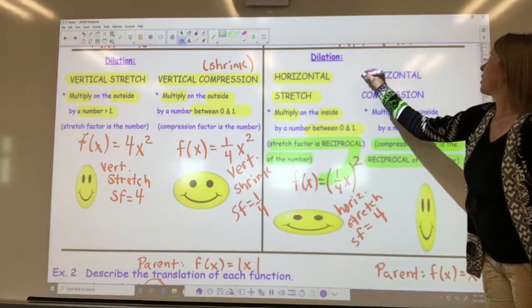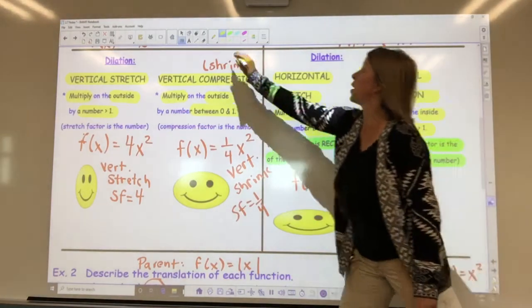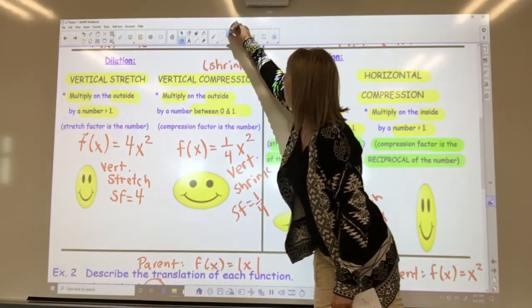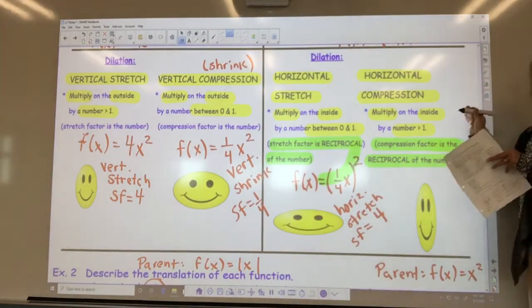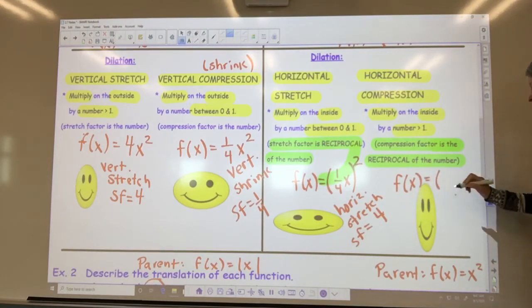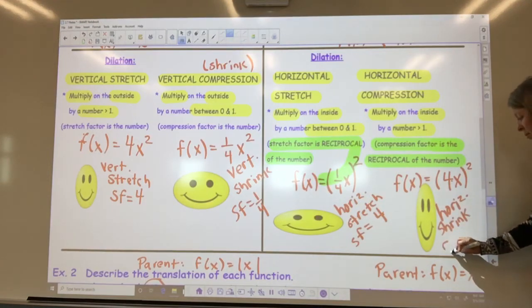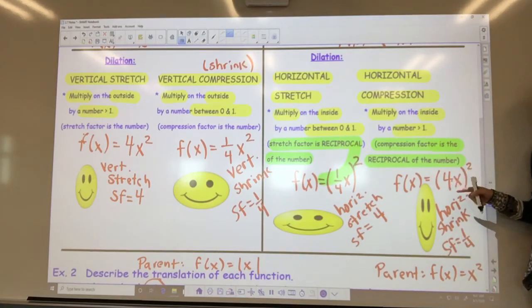All right, so finally, when we talk about horizontal compressions or horizontal shrinks, again, we're always on the inside when we're a horizontal transformation. Only here, we're multiplying on the inside by a number bigger than 1. So now I'm multiplying by 4 on the inside. I would call this a horizontal either compression or shrink, and my shrink factor is the reciprocal of 4, 1/4.